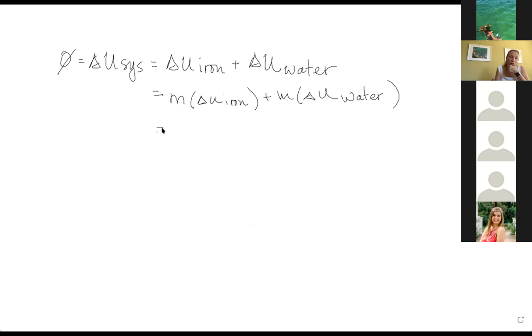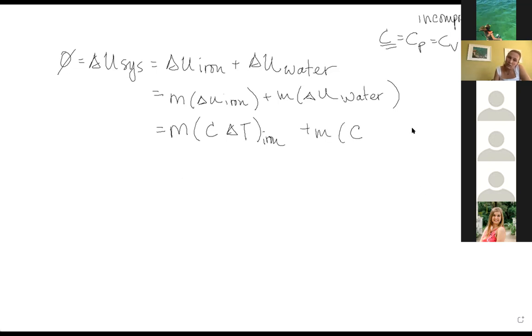We know that our specific heat term is going to be equal to our specific heat at a constant pressure, or our specific heat at a constant volume, or these are all the same because we have an incompressible fluid. So we don't care what they are. So we're just using specific heat as c. So here we have our mass times our specific heat times our change in temperature for the iron, and our mass times our specific heat times our change in temperature for our water.